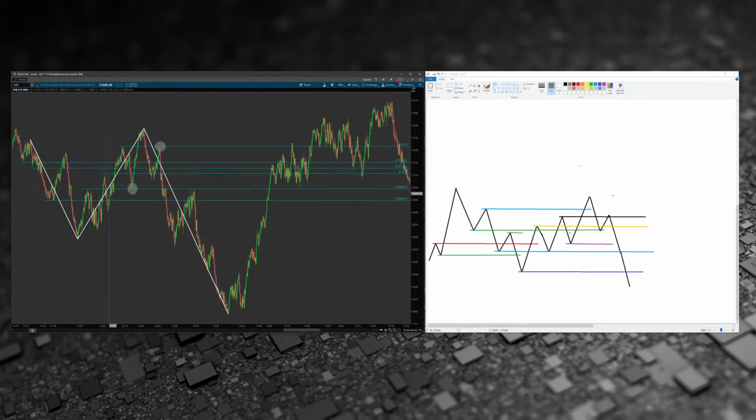What you want are fresh, clean, untested levels. So when we got above this level, it activated this one right here, but it was already tested here. This is not a valid trade. While technically this is a valid level, this is not a valid trade because it's already tested here.